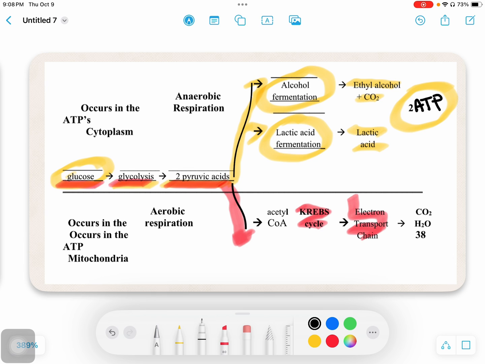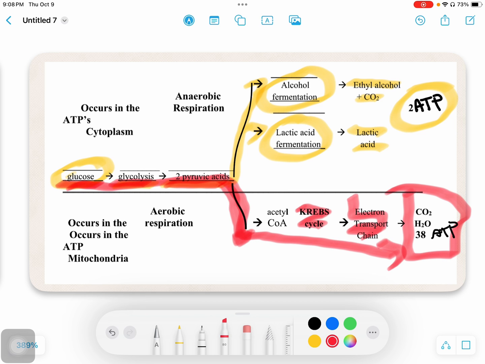And then in the very end, we have our final products of carbon dioxide, water, and 38 ATP. And again, that's happening through this entire process from start all the way to finish. Again, start in the cytoplasm, work its way back to the mitochondria to then continue on through the aerobic respiration.